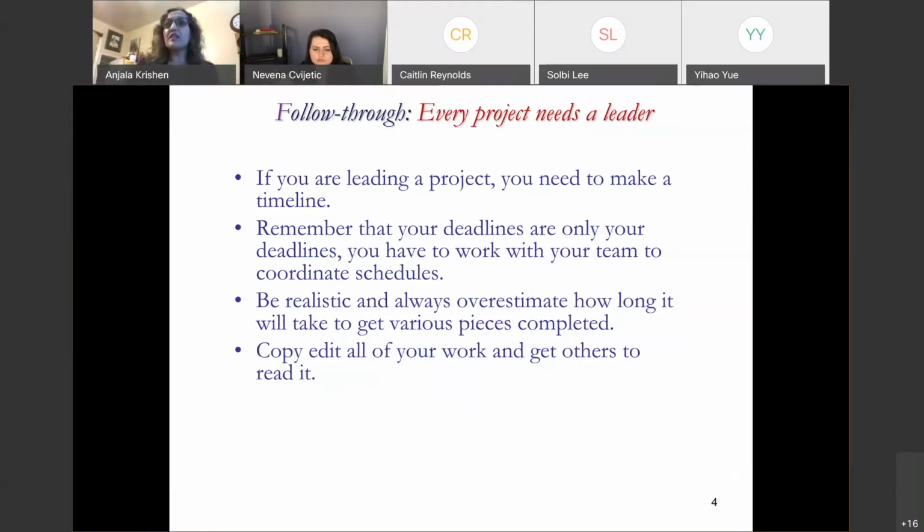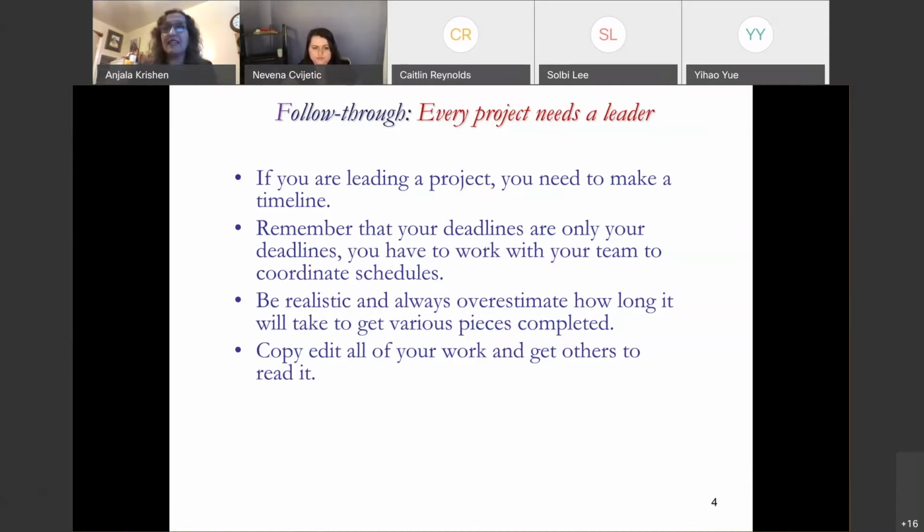Knowing that you're a leader doesn't depend on whether you're a student or a faculty member, a TA or a GA, an undergrad, any level at all. If you're leading a project, you need to be the one to think about the deadlines and make sure your team is with you on those deadlines. Be realistic, overestimate how long it's going to take. I didn't put the word patience in here, but I think patience is really important, because the process can be very, very slow, unbelievably slow.